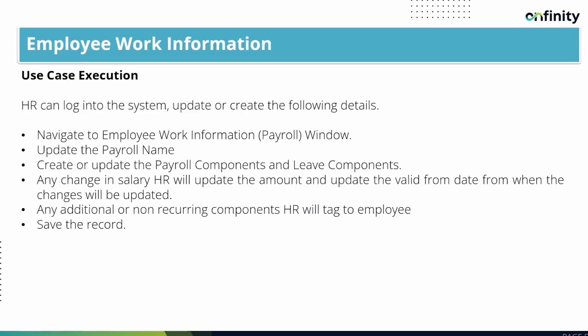Now let's move on to the user case execution in the system. HR can log into the system and update or create these details. After logging in, they'll navigate to the employee work information payroll window. They can update the payroll name, create or update the payroll and leave components. For any salary changes, HR updates the amount and sets the effective date from when the changes are valid. Any additional or non-recurring components HR needs to tag to the employee will be added, and then they save the record. So we can start with the login for this case.